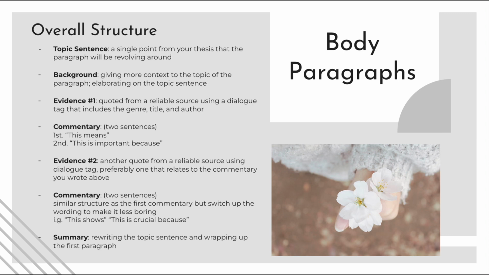Now that you're done with your commentary, you can move on to your second piece of evidence, which is another quote from a reliable source using a dialogue tag, preferably one that relates to the commentary you wrote above. The commentary for this piece of evidence is generally the same. It must explain what your evidence means and explain why it is important. However, to refrain from the repetition of "this means" and "this is important because," I would like to switch it up a bit and say, "this shows" and "this is crucial because" instead. You can search for synonyms in order to make your writing less boring and repetitive.